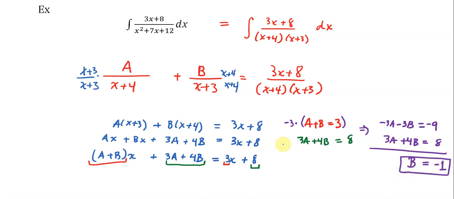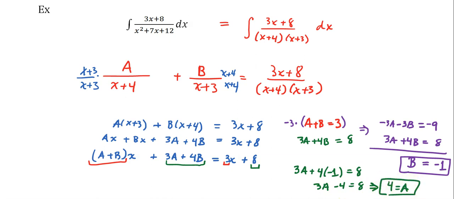And if B is equal to -1, then I can substitute it back into here, and I get that 3A plus 4 times -1 is equal to 8. So 3A minus 4 is equal to 8. And that tells me, add 4, 12 divided by 3 is 4. So A is equal to 4. Now, that represents all of the hard part, the messy part.